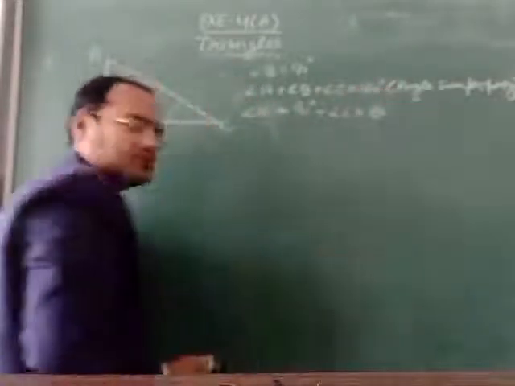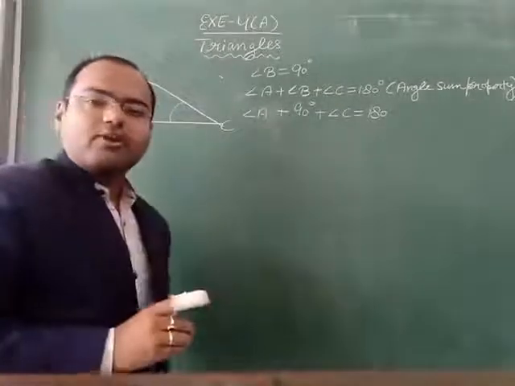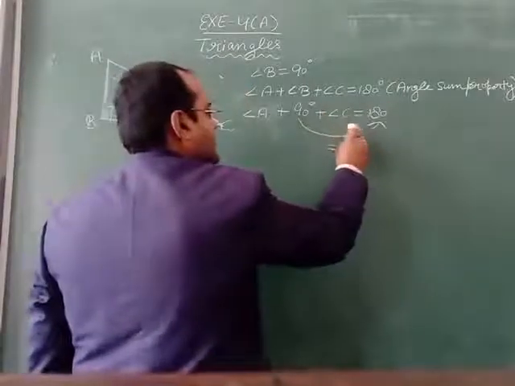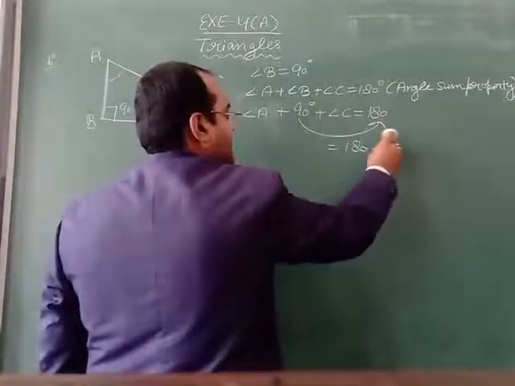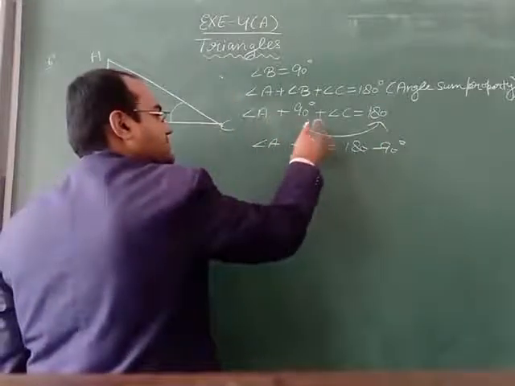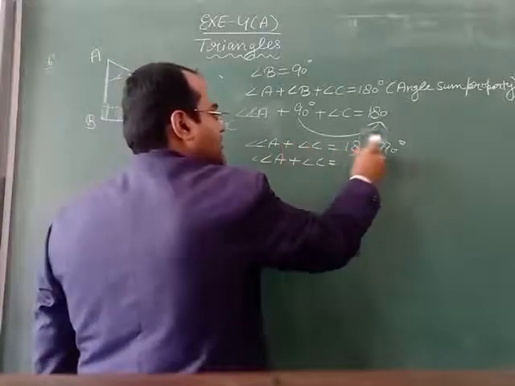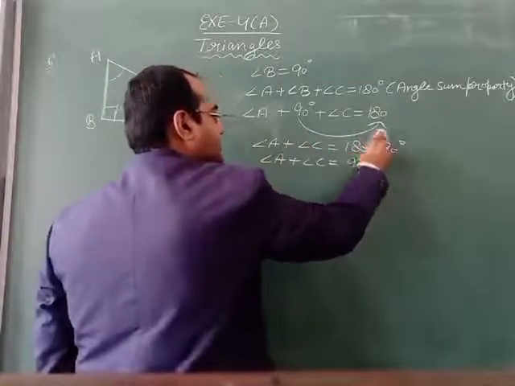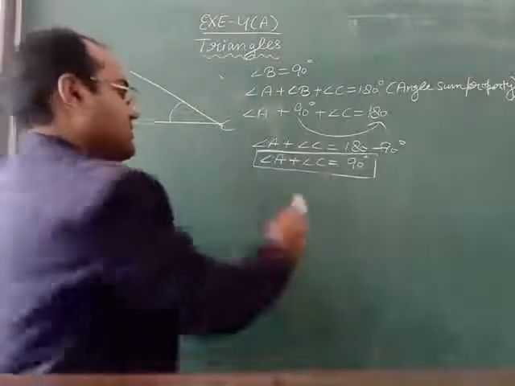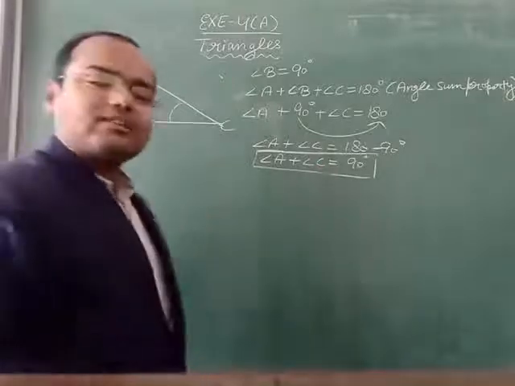So all the things we are writing as it is. In place of B we will write 90 degree. Plus 90 will come to right hand. So 180 plus 90 will become minus 90. On the left hand we are having angle A plus angle C. So angle A plus angle C is equal to 180 minus 90, which will be 90. So here we are having the sum of two angles, angle A as well as angle C. Sum of these two angles is 90.